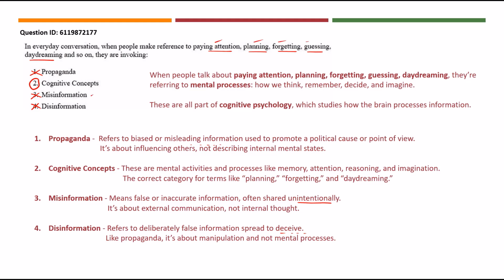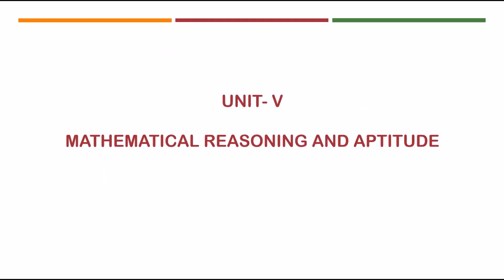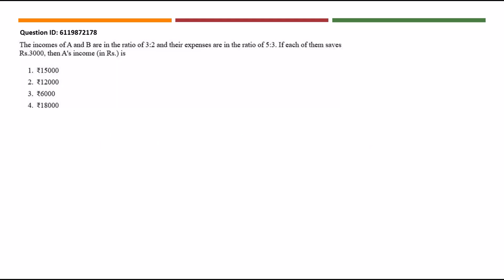We are completing unit 4 here. Let's move on to unit 5, mathematical reasoning and aptitude. The incomes of A and B are in the ratio of 3:2 and their expenses are in the ratio of 5:3.